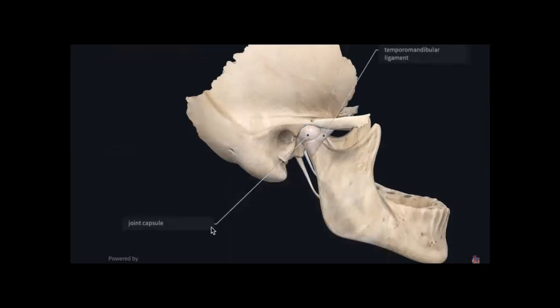The TMJ is surrounded by a joint capsule, which we can see here, and is further supported by some extracapsular ligaments. The lateral temporomandibular ligament, which we can see here, attaches to the zygomatic arch and the posterior portion of the neck of the mandible. This ligament limits posterior movements of the mandible.